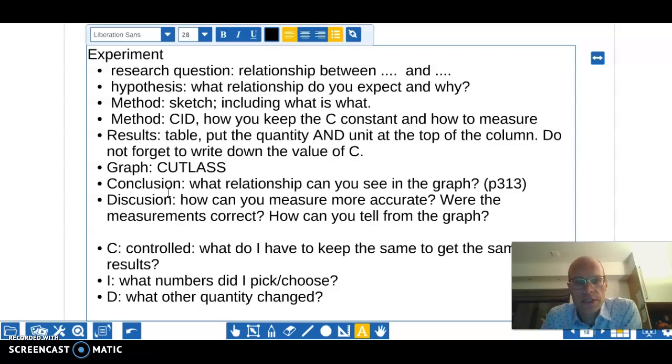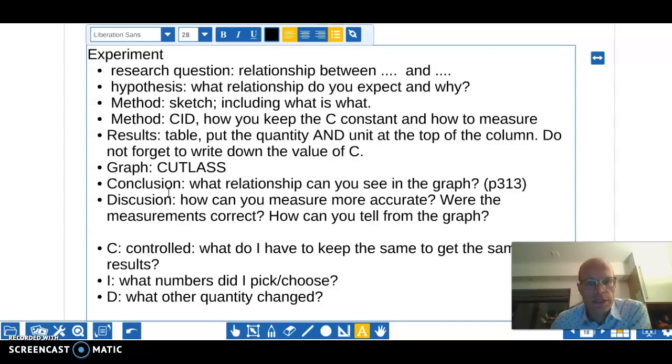And then the discussion, that's where it gets a little bit more difficult. That's where you write down how you can measure more accurately. There's always a possibility to measure more accurately. How can you do that? How can you improve on your measurements? And take a look at the measurements, especially in your graph. Do you think they are correct or not? And how can you tell from the graph?